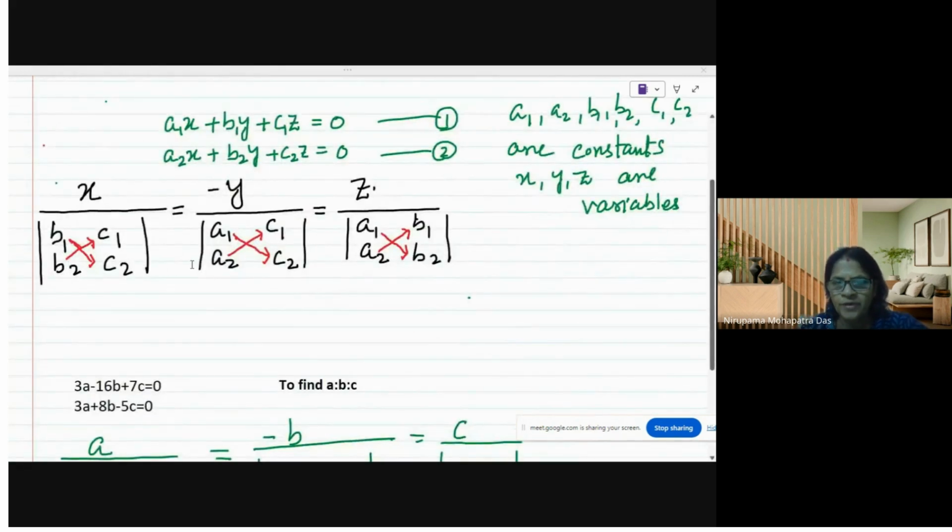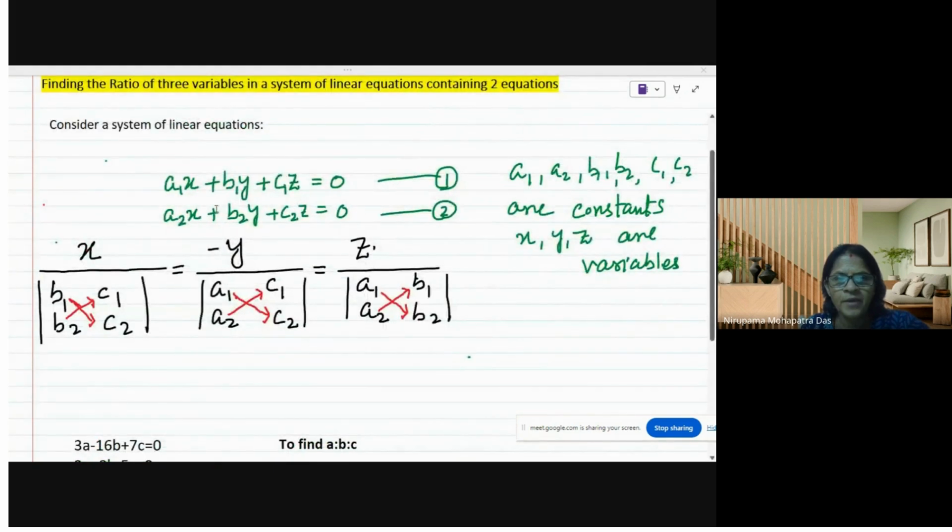So this is how we do it. We take x, minus y, then z in the numerator. Now look at the denominators. For x, here b1, c1, b2, c2, and these are elements of a 2 by 2 determinant. Similarly, for minus y, the denominator is the determinant containing a1, c1 and a2, c2. And for z also, we have the determinant with elements a1, b1, a2, b2.